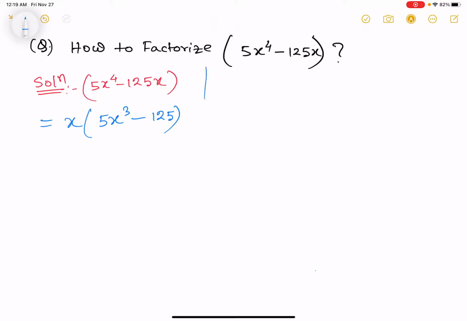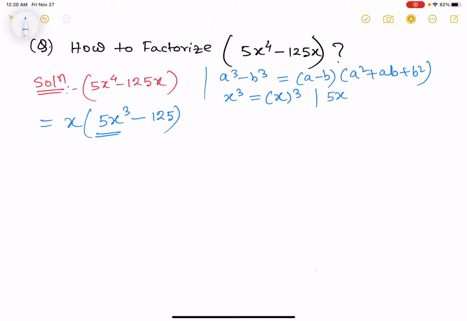After that we apply the a cube minus b cube algebraic identity, which is (a minus b) into (a square plus ab plus b square). In our given expression you see that x cube we can write as x to the power whole cube, but 5x cube we cannot write as (5x) to the power whole cube. Why we cannot write this? Because 5 is simply multiplied with the x cube term, but 5 itself is not 5 cube. So we know that 5 to the power cube, the value is 125.